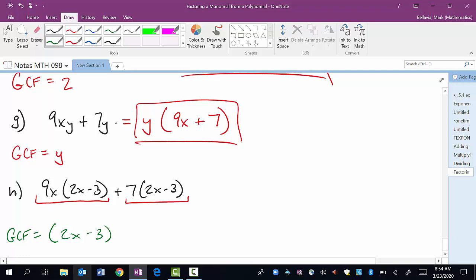It's actually very similar to the example above. Just realize where the y's were, I put 2x minus 3. It's the same example. So the point being is that this factor here is just called y. In this case, this factor is called 2x minus 3. But really you're looking at each term and seeing what factors they have in common.